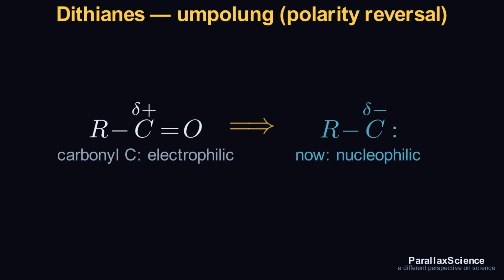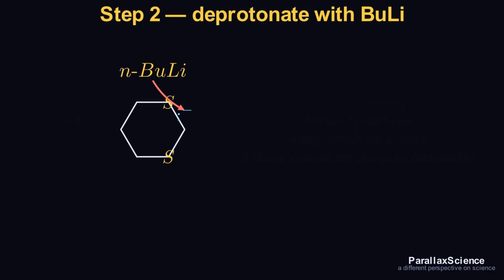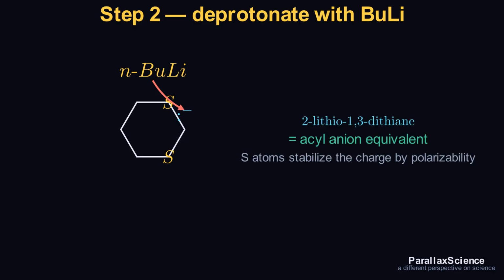The dithianes, and the elegant trick of umpolung. Normally a carbonyl carbon is electrophilic. Watch us reverse that. Convert an aldehyde into a 1,3-dithiane. Now the hydrogen sitting between the 2 sulfurs is unusually acidic. Remove it with butyllithium, and that carbon becomes nucleophilic. An acyl anion equivalent. Its polarity has flipped.